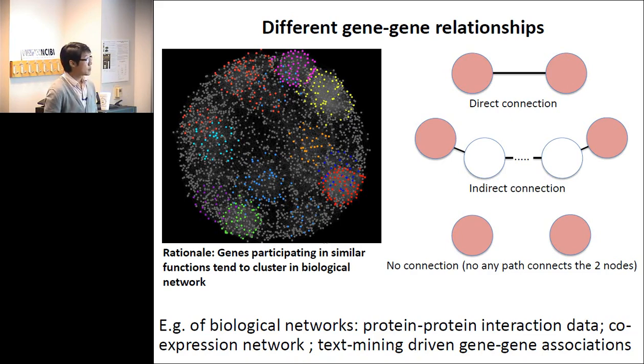At the same time, there could be different interactions between any two genes. There could be direct interaction. There could be shared labels. There could be more than one intermediate node. There could be no interaction at all. And we also could deal with different types of biological networks.